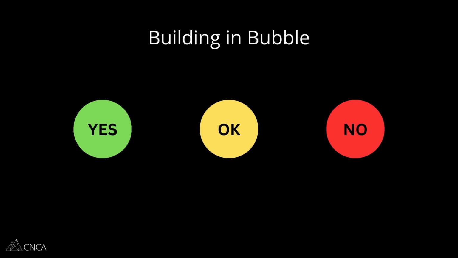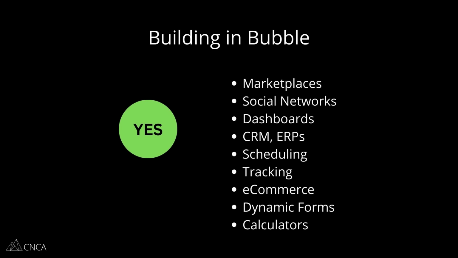Now, I want to bring this into context just a bit here with this traffic light system. Green applications are best suited for the Bubble platform. They're highly data-driven, highly interactive, and these are really common types of apps that you can find here. So we have marketplaces, social networks, dashboards, where you can create reports, CRMs and ERPs for businesses, any kind of scheduling or booking tool, tracking of literally anything, right? If you have data that needs to be calculated or time-stamped, tracking those things, really common type of functionality that we find on Bubble. E-commerce applications, right?